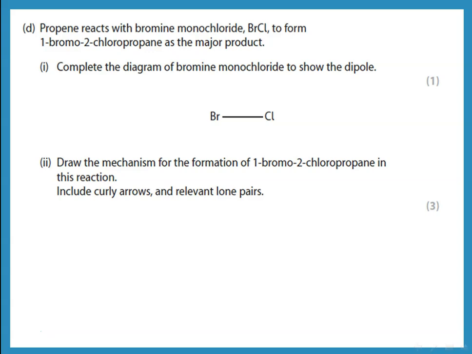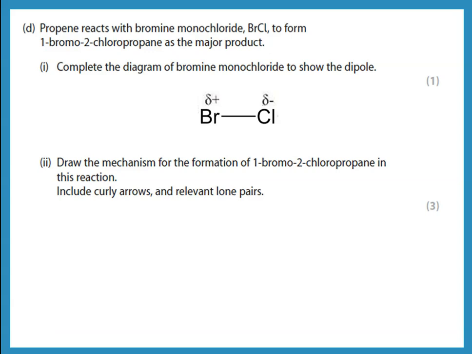This question says propene reacts with bromine monochloride to form this product. Complete the diagram of bromine monochloride to show the dipoles. What do we mean by dipoles? Dipoles means I need to see which one is more electronegative, and I give it a slightly negative charge. The one that is less electronegative will have the slightly positive charge. So of course chlorine is more electronegative than bromine.